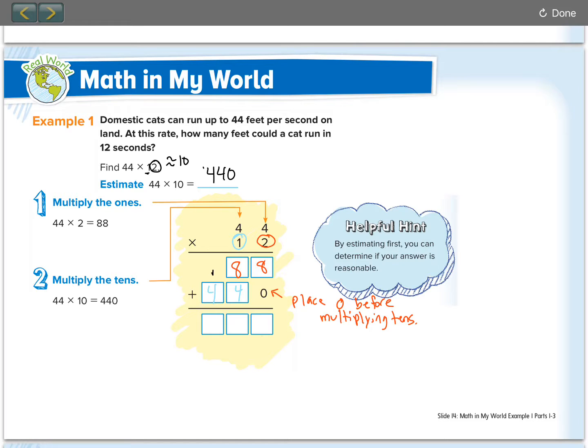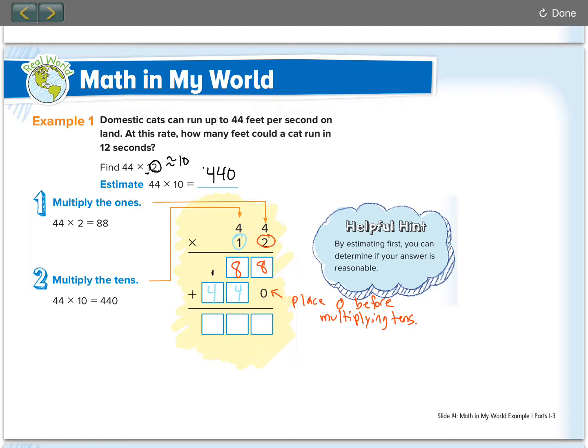Now before I multiply my tens, I place a 0 underneath of the 8 in the ones column. That's because I'm about to multiply 10, but I'm going to call it 1 when I actually multiply. So when I say 1 times 4, I'm really doing 10 times 4. That 0 makes it 40, which is what I want it to be. So 1 times 4 is 4.